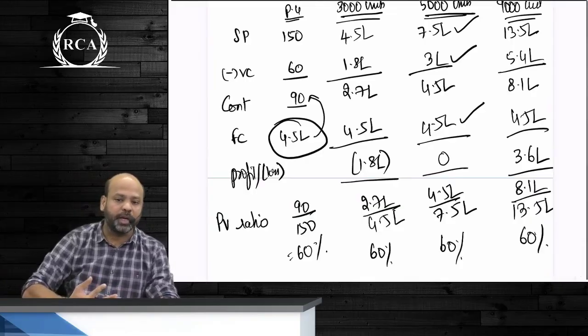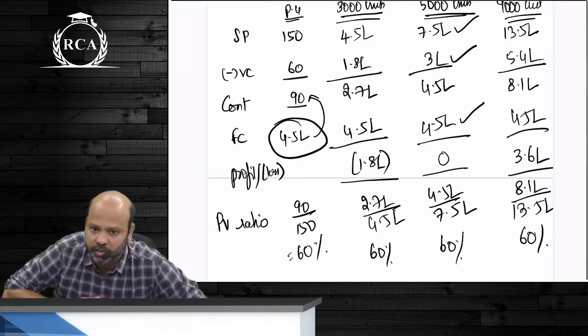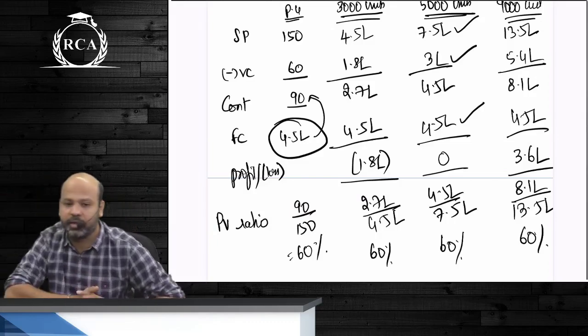Or if you divide it by PV ratio as such, beta, how much will that be? 13,50,000. You will write 8,10,000 divided by 60%.